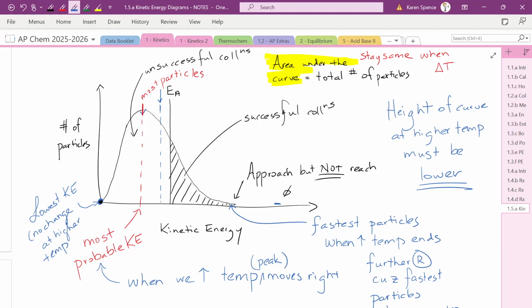Higher, lower, same. What do you guys think? The height will be lower. Why? Because all the particles are shifting to the right, and the area under the curve must remain the same.